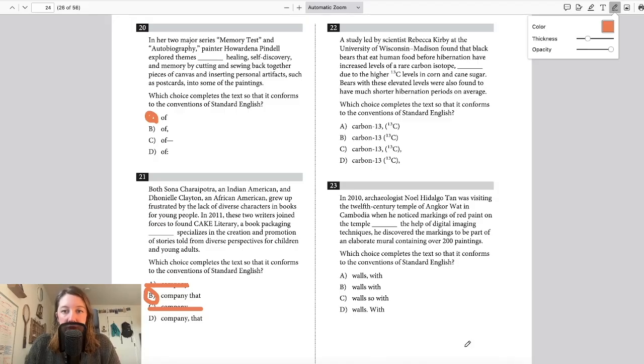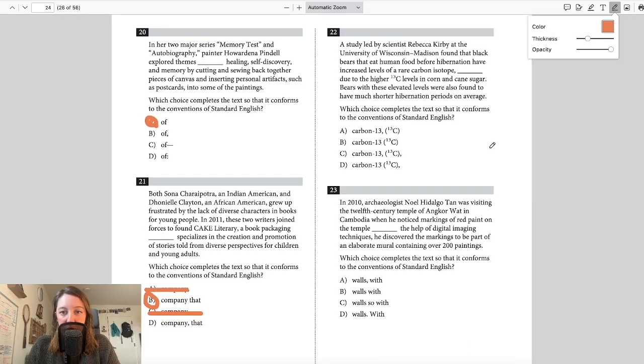Number 22, this one, same deal. This is also a grammar question. So this one says, we found that black bears that eat human food before hibernation have increased levels of a rare carbon isotope, blank, due to the higher, blah, blah, blah, I guess this is carbon, is how I would read that out loud to you guys, in corn and cane sugar. Great. You guys are going to tell really quick that I'm a humanities tutor and not a science tutor. Okay, so we're looking for the answer carbon-13, which that's telling me how I'm supposed to read this out loud to you.